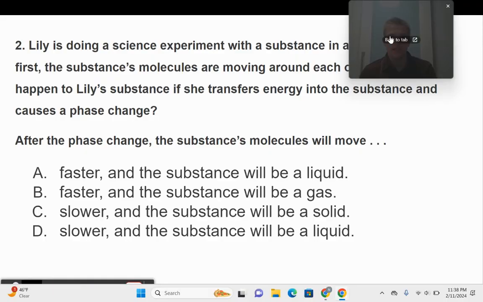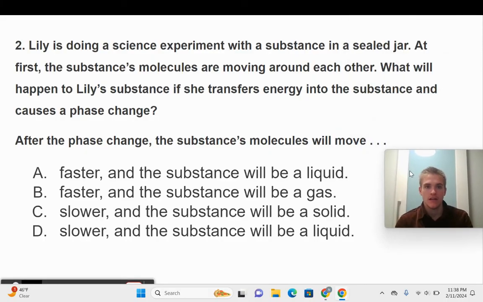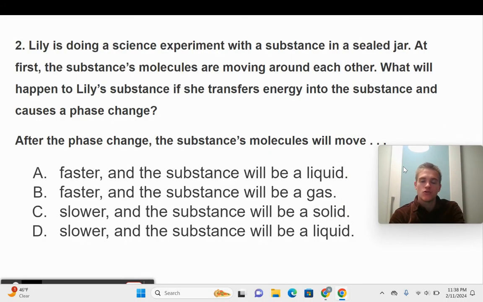Lily is doing a science experiment with a substance in a sealed jar. At first, the substance's molecules are moving around each other. What will happen to Lily's substance if she transfers energy into the substance and causes a phase change? After the phase change, the substance's molecules will move.